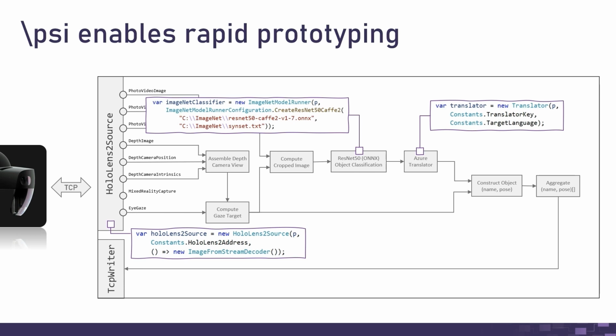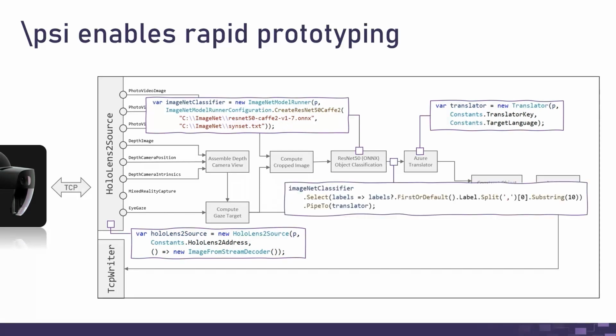Finally, connecting all these components together is also relatively straightforward, even when two components were developed completely separately and their inputs and outputs types might not exactly match. So for instance, in this case, the ImageNet model runner component produces a stream with its own custom classification results type, and the translator component expects, however, a stream of strings. To connect the two, we can simply inject this select stream operator in the middle that allows us to transform the labels coming out of the ImageNet classifier into a corresponding string, which we then simply pipe to the translator.